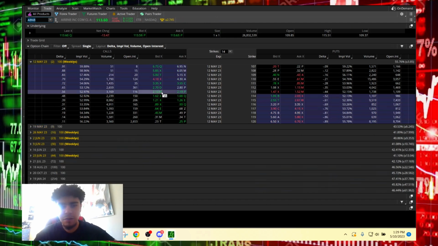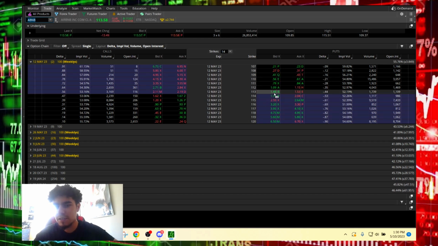You see how the volume is kind of all over the place? How this 115 has a much bigger volume than the rest of the strikes. That's just because this is one of those key psychological levels. Even the 115 puts, you see the 110 puts have a lot, 115s, 120s. You see how it is? So yeah, if you can play these psychological levels, that's good.